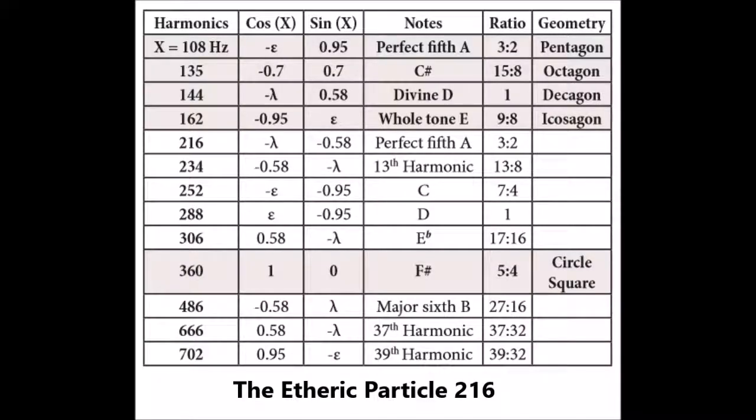And then to sum up, we can display a table with the frequencies or angle in degrees, the operation of cosine and sine, the harmonic number it relates to, the ratio, and the last column is the geometric shape corresponding to this number.